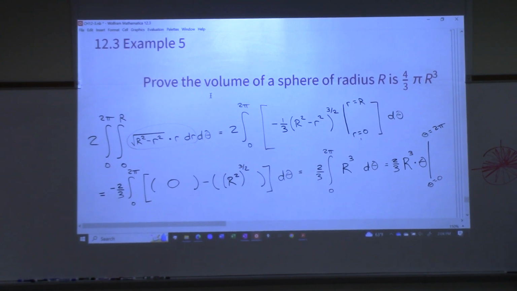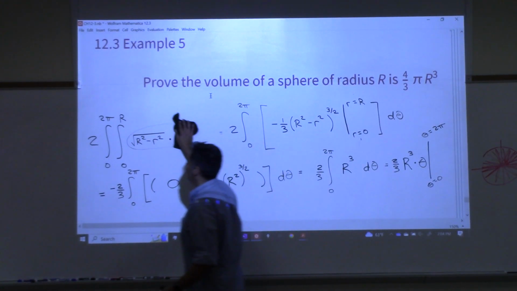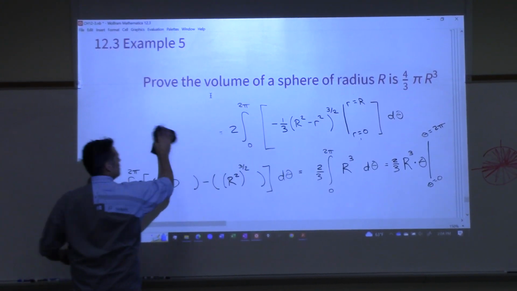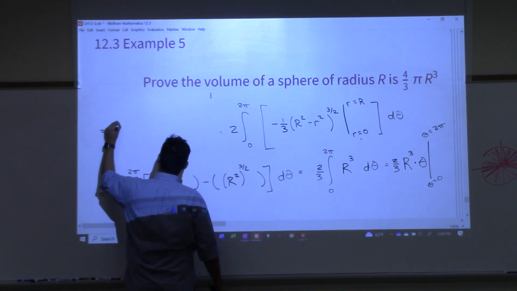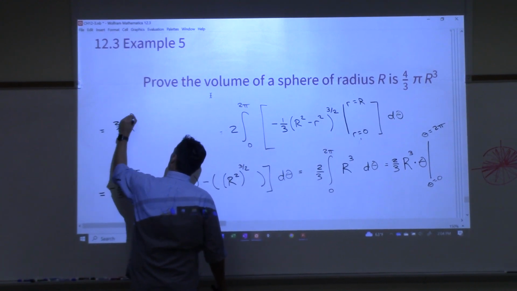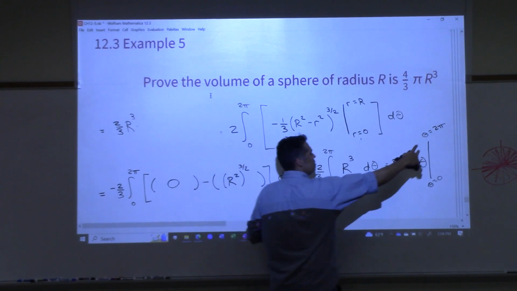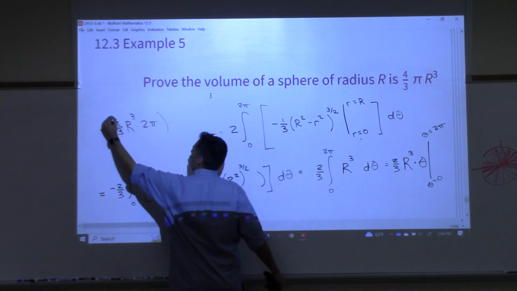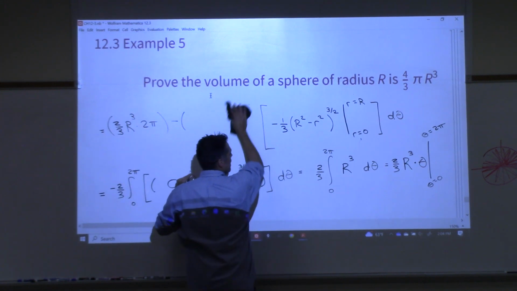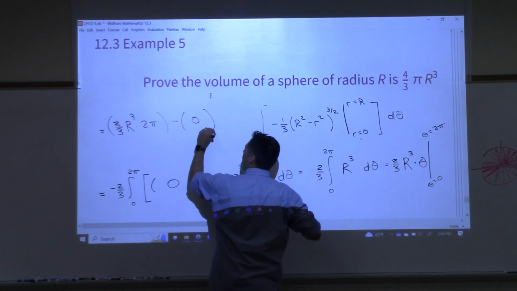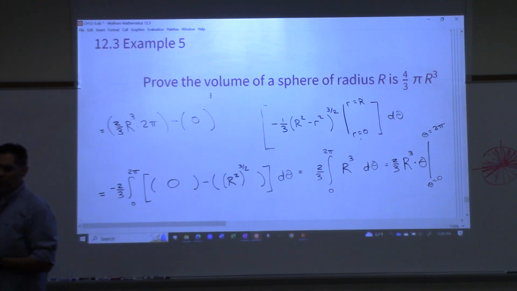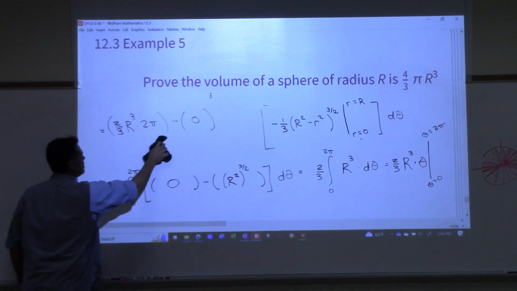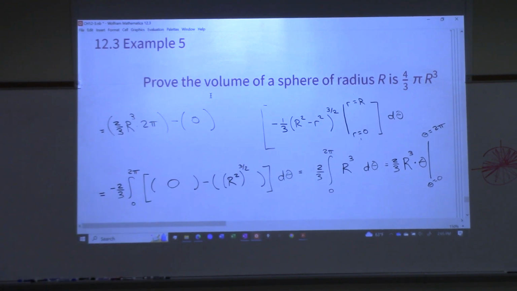This never gets old. This is 2/3 capital R cubed. When we plug in 2 pi for theta, we get 2 pi. And then we take all that, and now we plug in 0 for theta, and that kills everything. And that's the answer, 4/3 pi R cubed. So we just proved that the volume of a sphere is 4/3 pi R cubed.